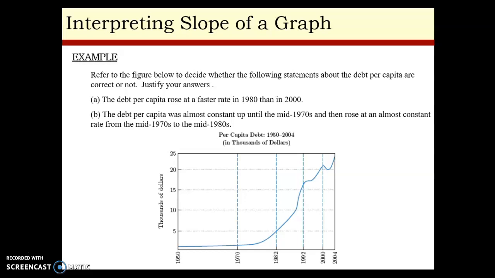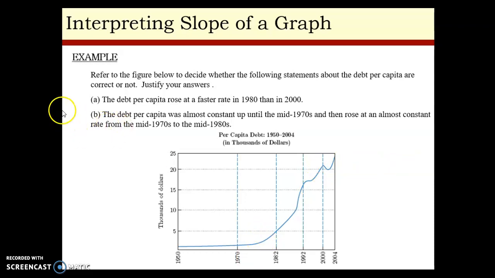Refer to the figure below to decide whether the following statements about the debt per capita are correct or not. Justify your answers. The debt per capita rose at a faster rate in 1980 than in 2000. So you want to look at the tangency point right here compared to the tangency point right here. You want to look at that slope at just 2000 and 1980.